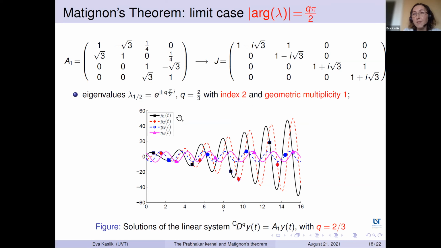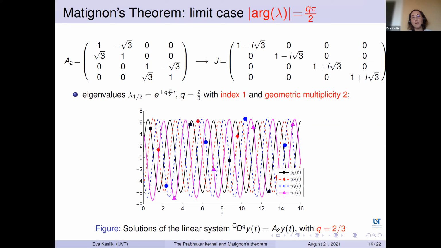So what happens here, according to our version of the theorem, is that indeed we won't have stability in the limit case. The eigenvalues, naturally, can also be expressed as the exponential of plus or minus q pi over 2 times i, where q is 2/3 in this case. And indeed, the numerical simulations show that the solutions do not converge to 0. They increase indefinitely. Actually, they oscillate and increase in absolute value as t goes to infinity. So in this case, actually the second statement of Martinion's theorem fails.